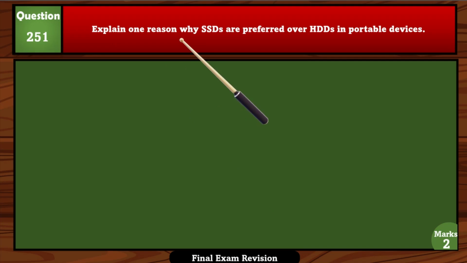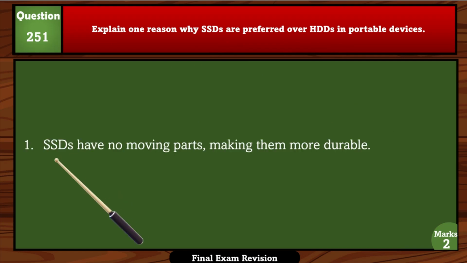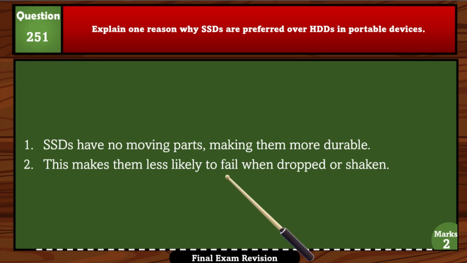Question 251. Explain one reason why SSDs are preferred over HDDs in portable devices. Number 1, SSDs have no moving parts, making them more durable. Number 2, this makes them less likely to fail when dropped or shaken.